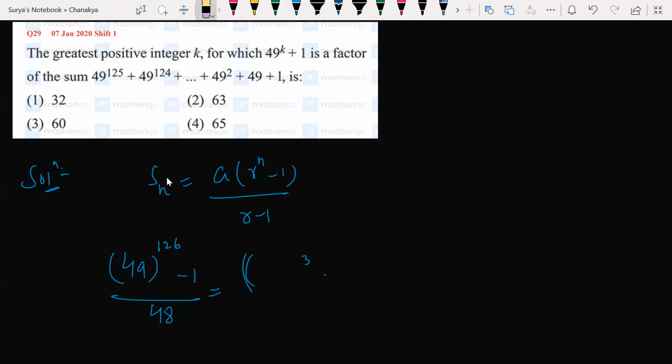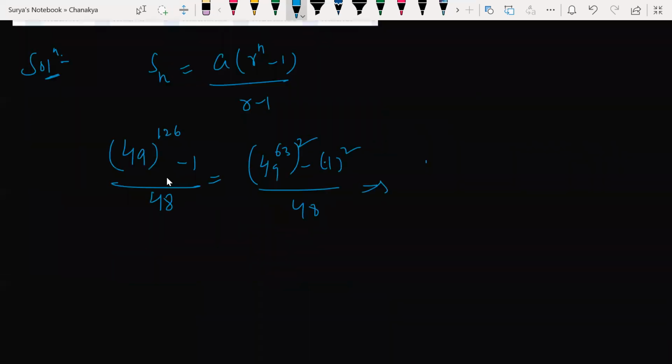Or else we will write like this, which will be useful for us. Can I write like this? Isn't it looking like a plus b into a minus b? I mean a square minus b square. So, one second. A plus b into a minus b whole divided by 48.